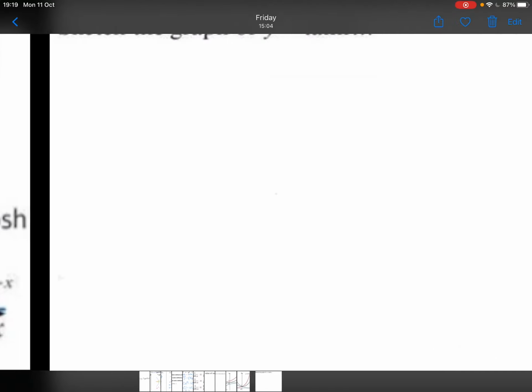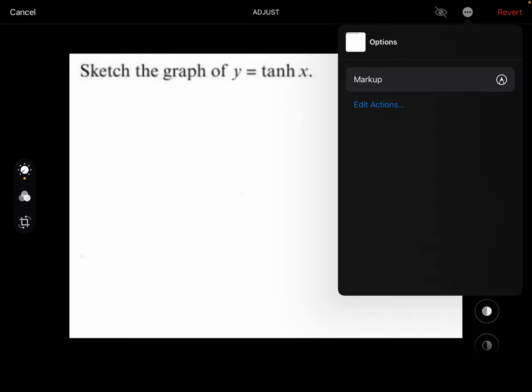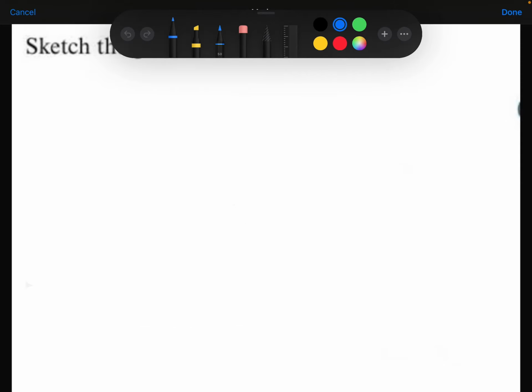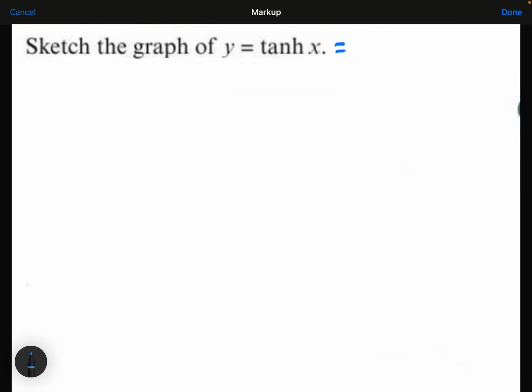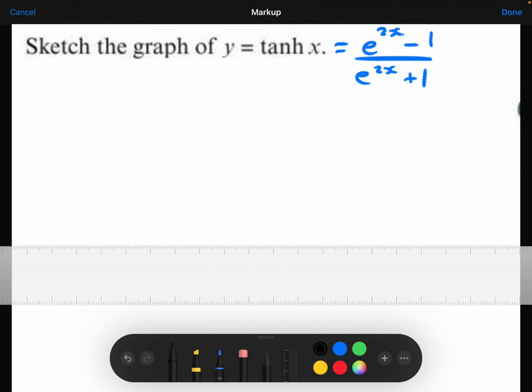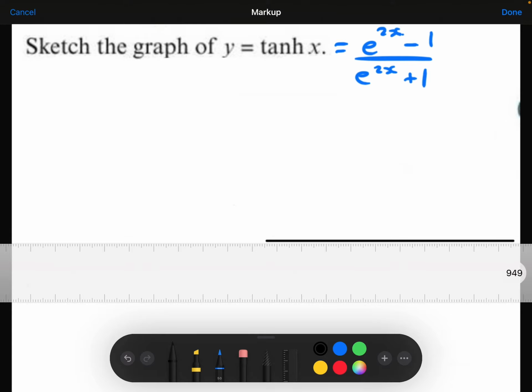Our final bit of the video is we're going to look at the tanh function. What does that look like? A little bit more complicated to do this. So we've got e to the 2x minus 1 over e to the 2x plus 1. Let me draw a set of axes, and we're going to investigate what happens.